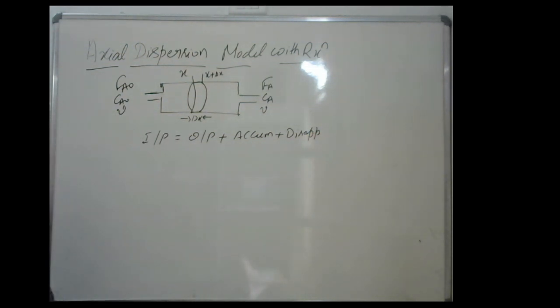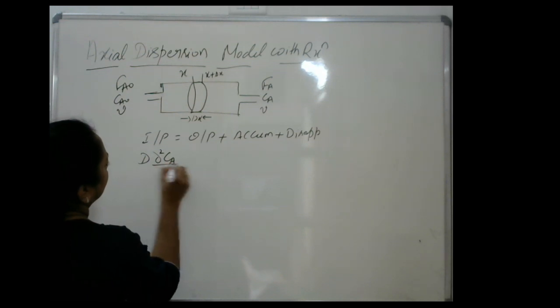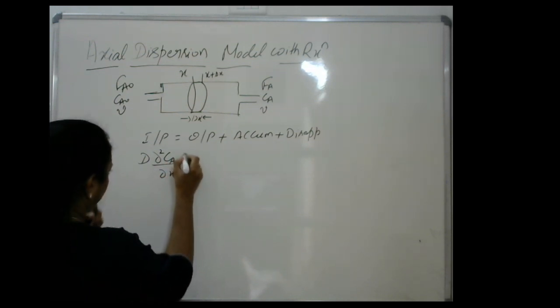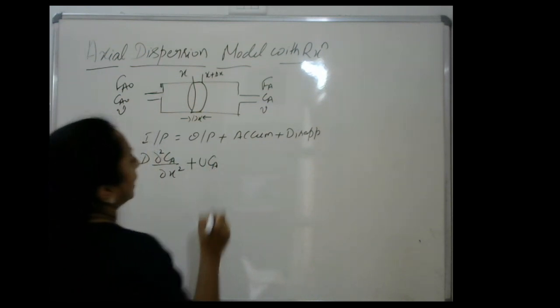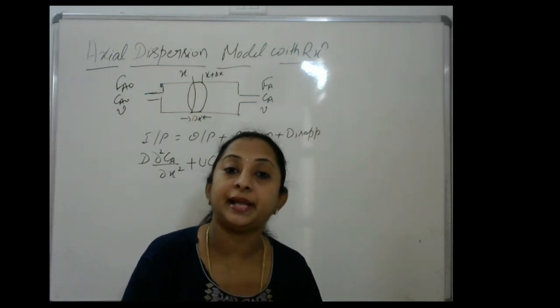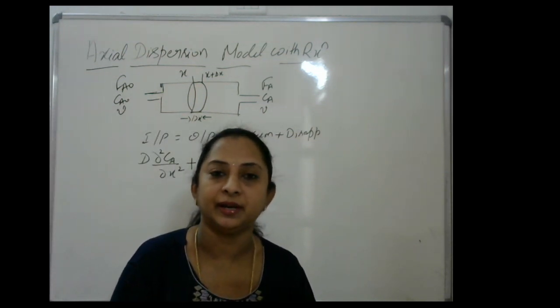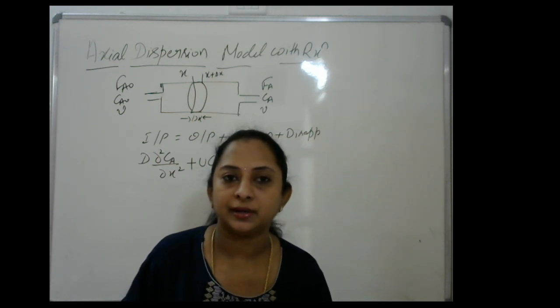What is the input here? The input here will be D ∂²Ca/∂x² plus u Ca. See, in the last derivation, what I did was a tracer balance. I didn't have any reaction there. It was purely a tracer balance. But here it's with reaction.